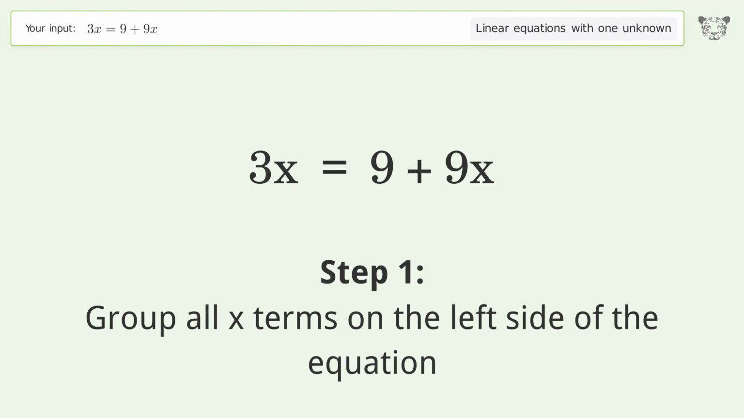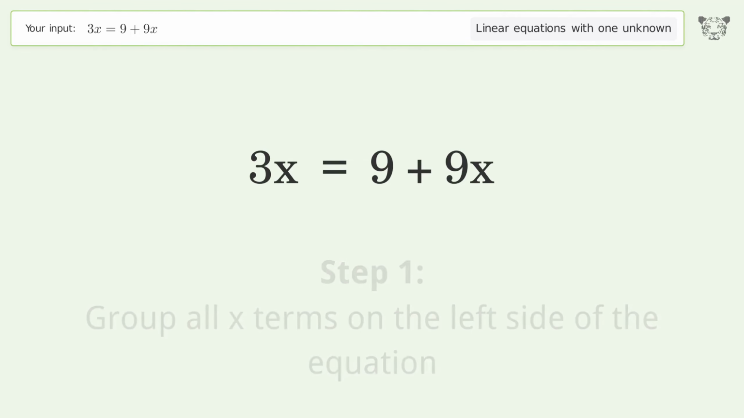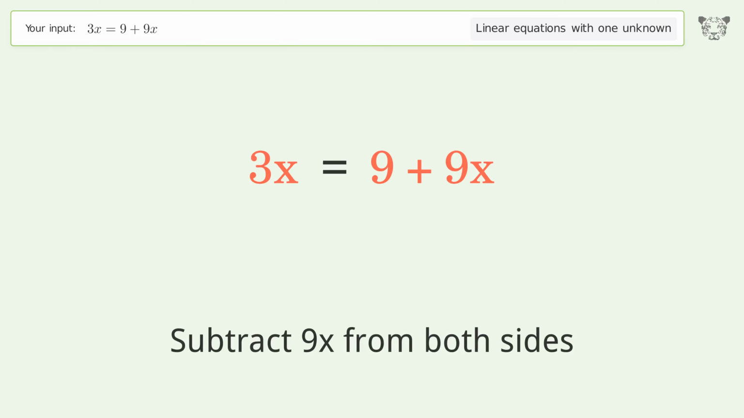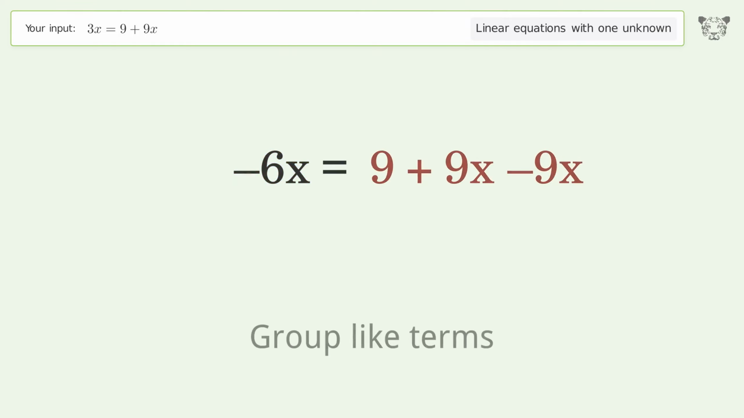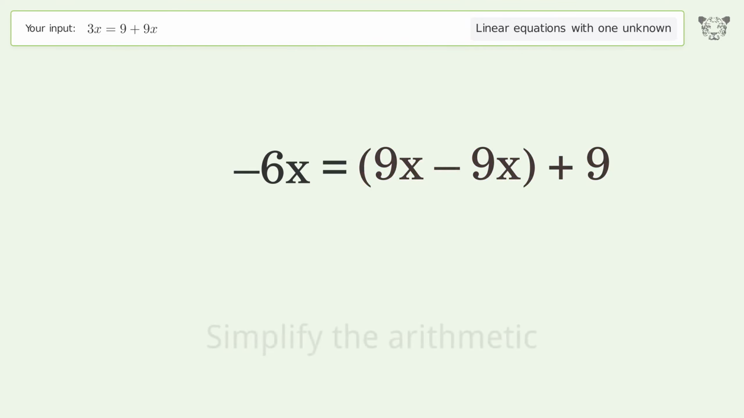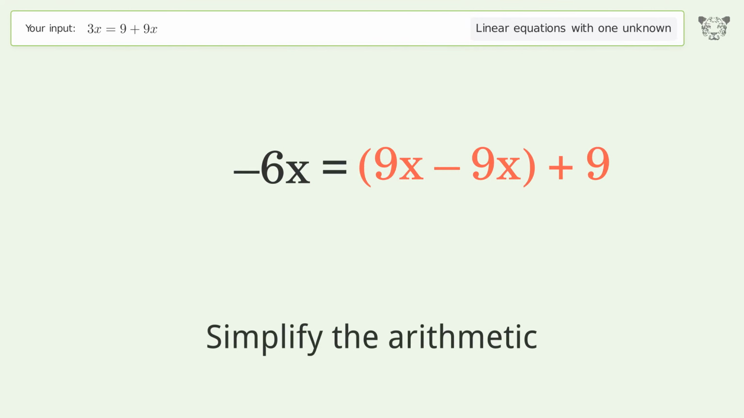Group all x terms on the left side of the equation. Subtract 9x from both sides. Simplify the arithmetic. Group like terms. Simplify the arithmetic.